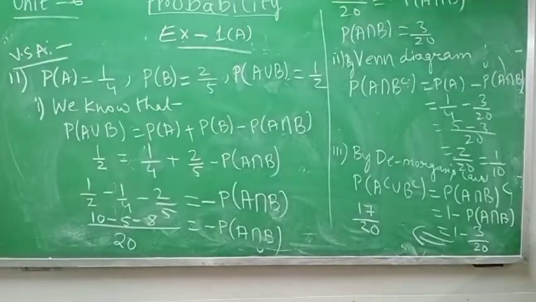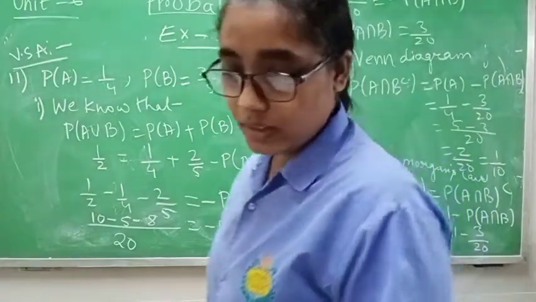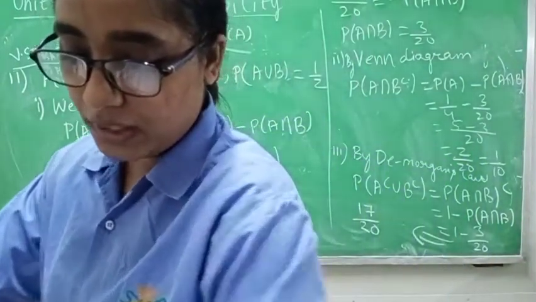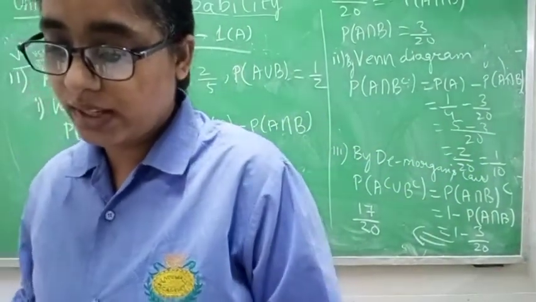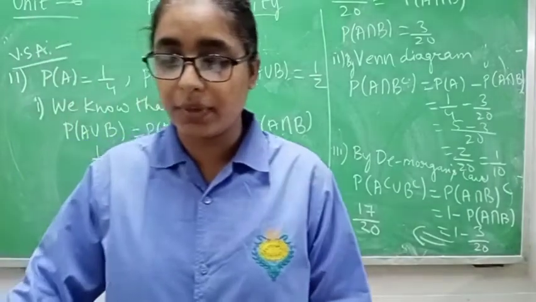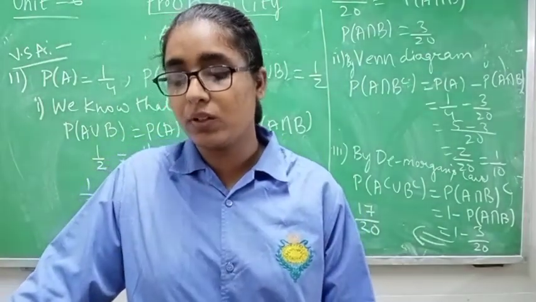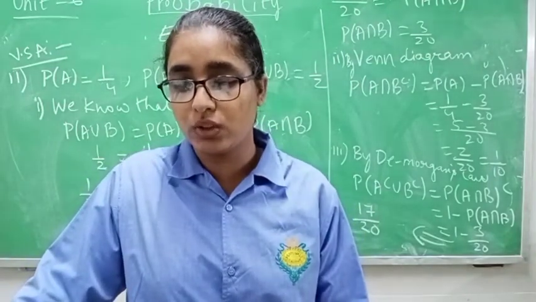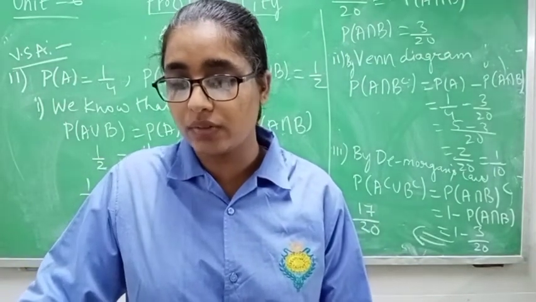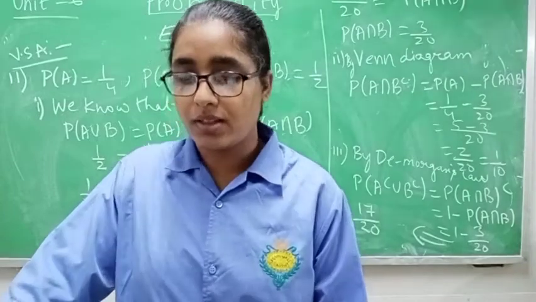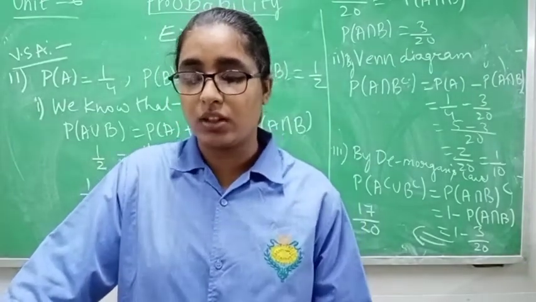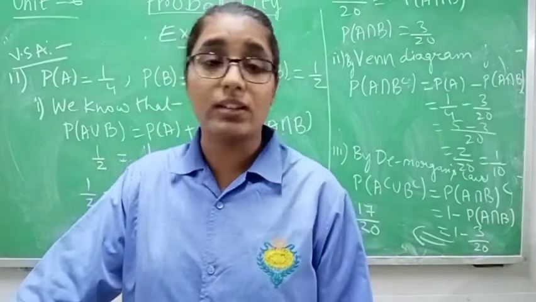Now class 12C, very short answer, question number 11. It is given A and B are two events not mutually exclusive connected with a random experiment E. If P(A) equals 1/4, P(B) equals 2/5 and P(A union B) equals 1/2, find the value of the following probabilities. First is P(A intersection B). They told you already that the events are not mutually exclusive.